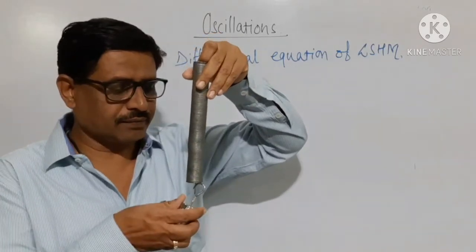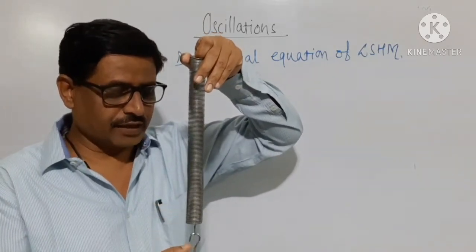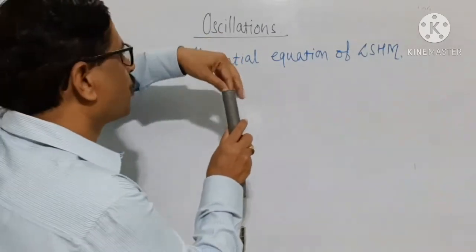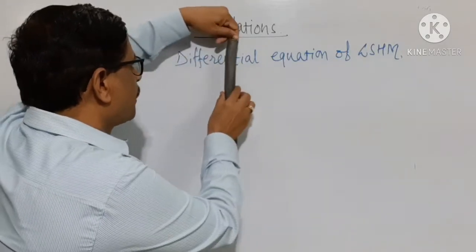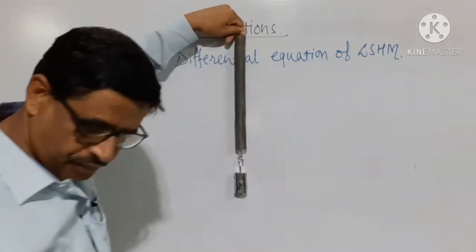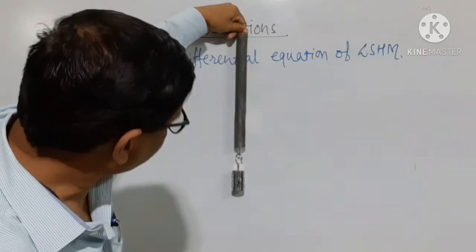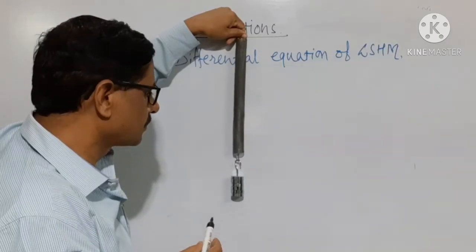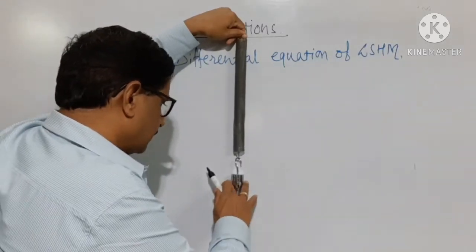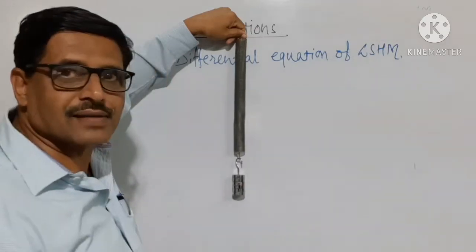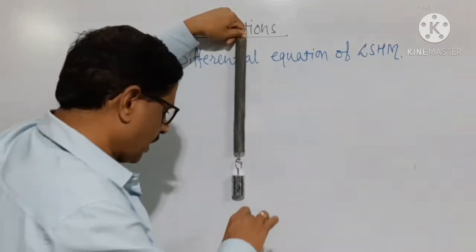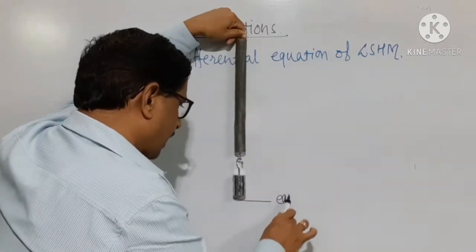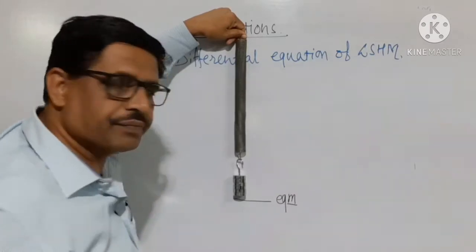Let us consider the mass is attached to the spiral spring, and on the board I will mark the position of the spiral spring when it is suspended from a fixed point. With the mass attached to the spiral spring, the mass rests at some position which is represented by the equilibrium.